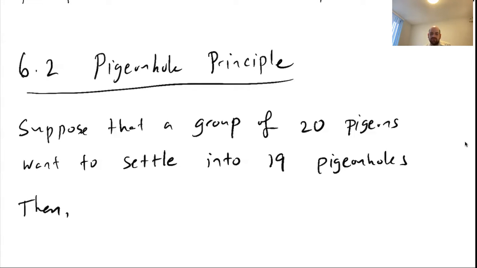So I may have even empty pigeonholes, but in any case, whether we have empty pigeonholes or not, at least one pigeonhole must contain at least two pigeons. So this is what is called the pigeonhole principle in mathematics.